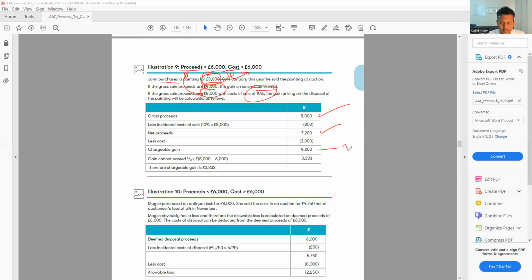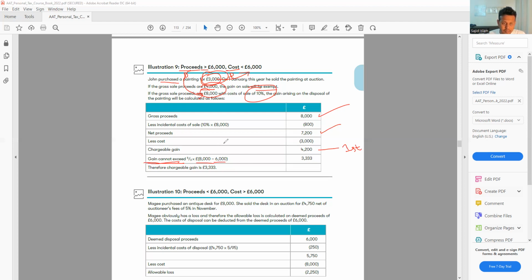The first one, because you have to find two and take the lower one: proceed minus incidental cost gives net proceed, less the purchase cost, the original cost, and it gives you the chargeable gain. This chargeable gain I'm not going to take, because the formula says if the proceed is more than 6,000 and the cost is less than 6,000, then you have to use the formula. The gain cannot exceed, what is the formula? 5/3 times (8,000 minus 6,000).